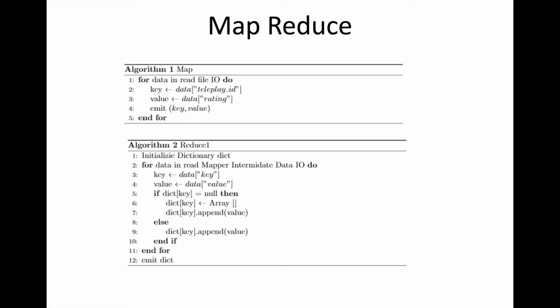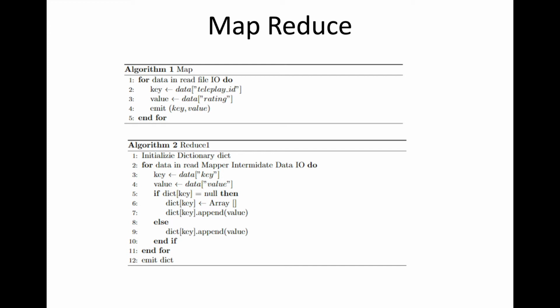Let's look at the MapReduce algorithm. We are going to calculate the average rating for each teleplay stored in the file rating.csv. The rating.csv file has millions of data. It is very hard to use the native algorithm in Python to calculate them, so we are going to use the MapReduce algorithm.